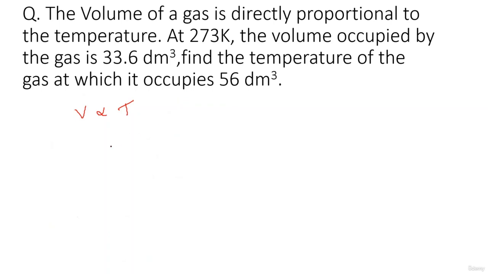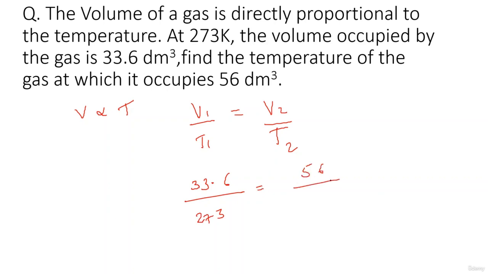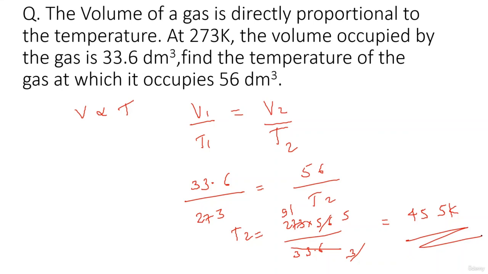Now we have been told that the volume is directly proportional to temperature. That means the ratio of these two quantities will remain a constant. V1 upon T1 is equal to V2 upon T2. Right? V1 is 33.6 decimeters cube upon T1 is 273 Kelvin. V2 is 56, T2 we have to find, isn't it? So we'll cross multiply, we'll keep T2 here. T2 will be 273 into 56 divided by 33.6. We cancel 33.6, so 11.2 into 3, 11.2 into 5. 3 nines are 27, 3 ones are 3, 91 into 5, 5 ones are 5, 5 nines are 45. 455 Kelvin is the required temperature in the second case.